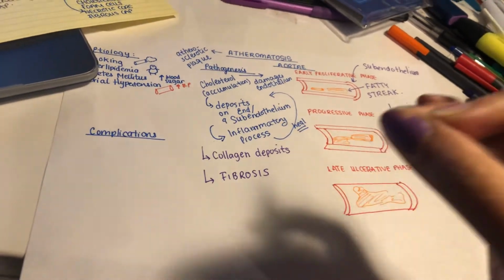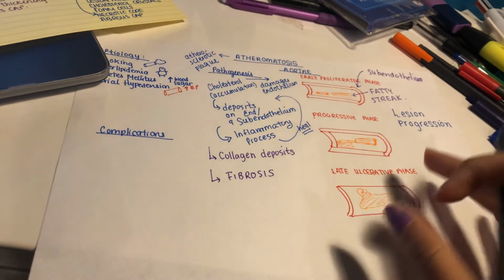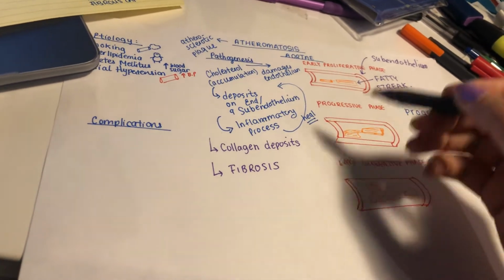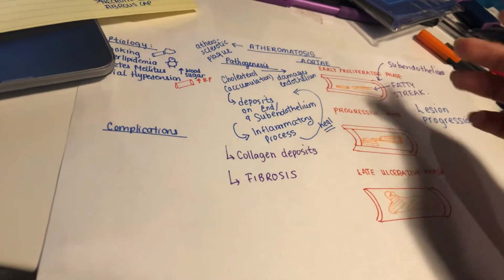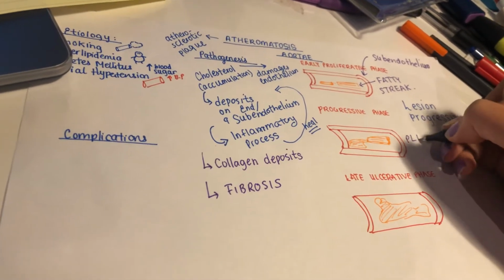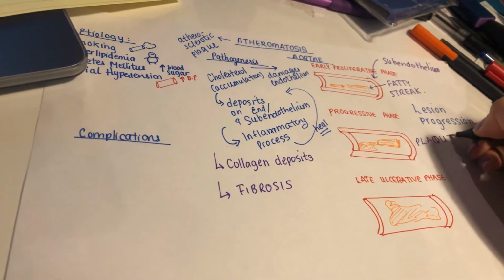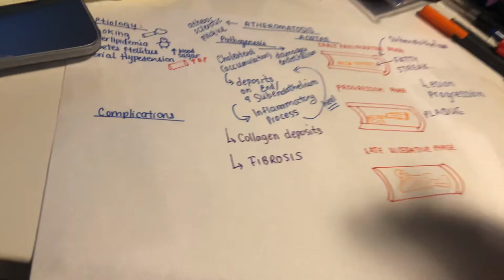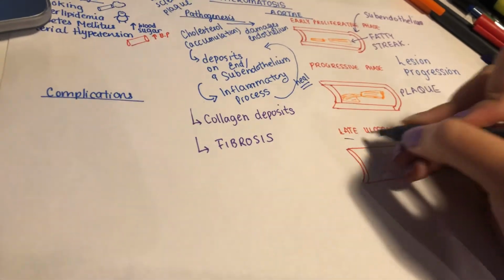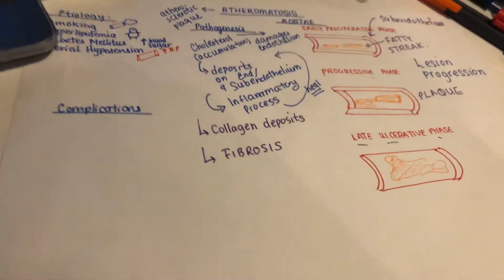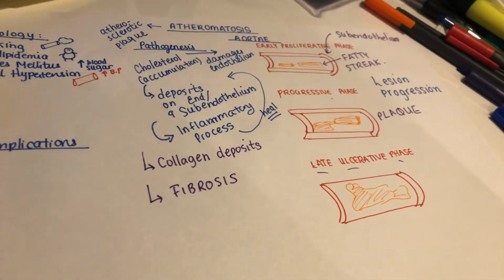Once it forms a fatty streak, then after the collagen starts to deposit, that's what turns it into a plaque. And here you can see it becoming more and more 3D and forming that plaque. And then this is known as the late ulcerative phase. This is the early proliferative phase, the progressive phase, and the late ulcerative phase.